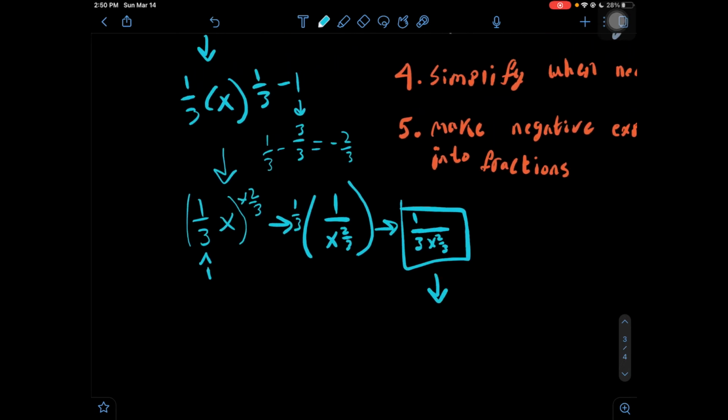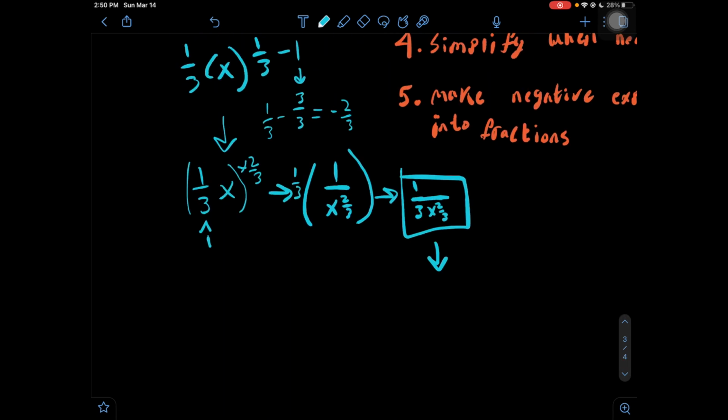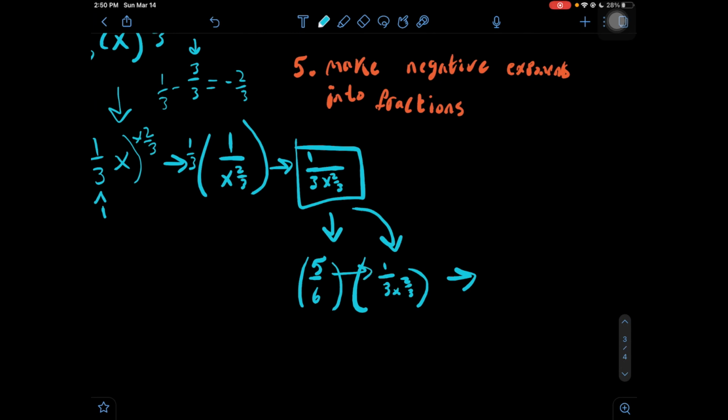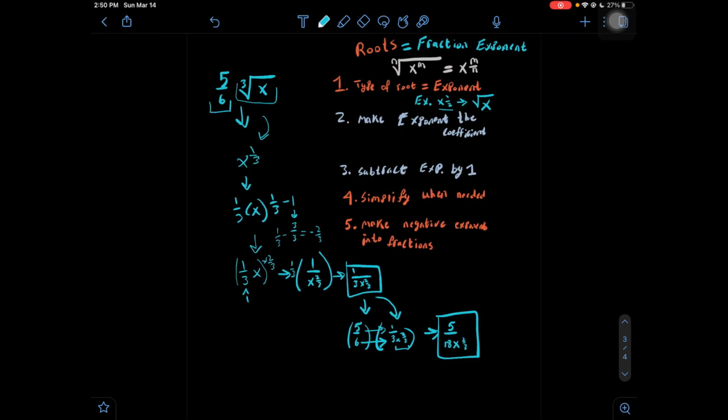If you remember, we had that coefficient up here originally of 5 over 6, and we're just going to multiply that in. So we have 5 over 6 times this, which is 1 over 3x to the power of 2 over 3. And we're just doing simple multiplication. 5 times 1 is 5 over 6 times 3, which is 18x. And we're just carrying this guy over, x to the power of 2 over 3. So 5 over 18x to the power of 2 over 3 is the derivative of 5 over 6 cubic root of x using the power rule.